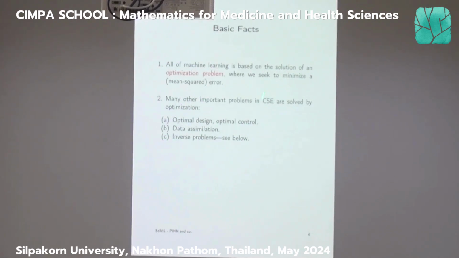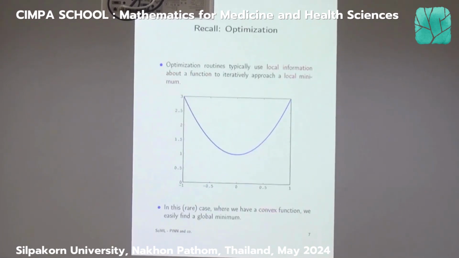But we know that there are many problems in CSE, computational science and engineering, that also involve optimization. Optimization has to do with optimal control, optimal design, data assimilation. Data assimilation is what's used to do numerical weather prediction. In those problems, we'll always speak about that. So optimization is something that is common to both. So let's just look very quickly at optimization, because optimization is very central and one needs to have a good feeling of what optimization is.